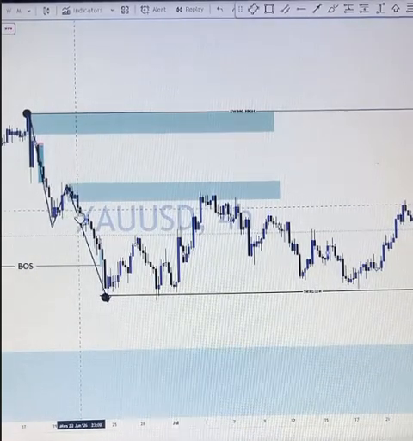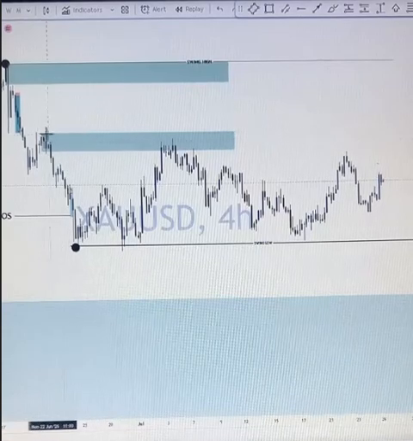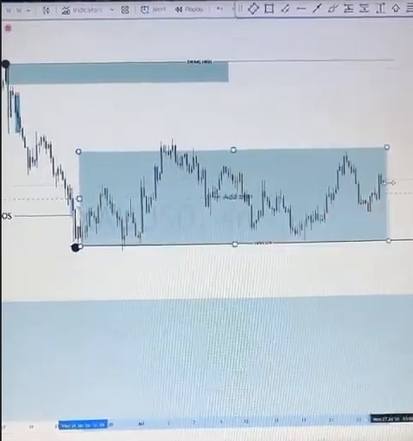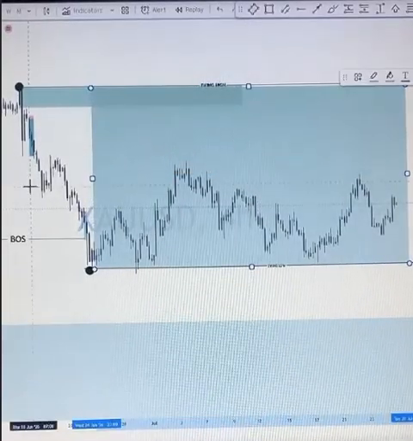Now, let me ask you guys another sensitive question. The whole of the move going on inside here, what do we call them?